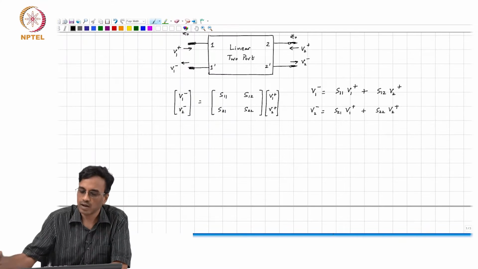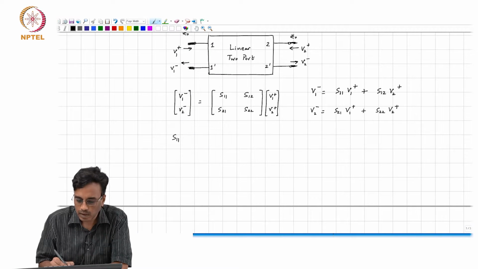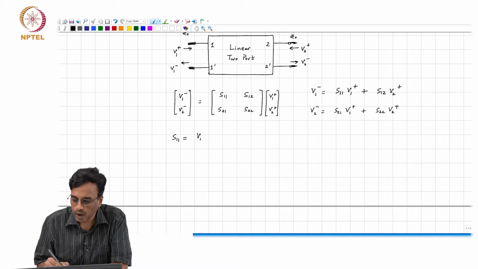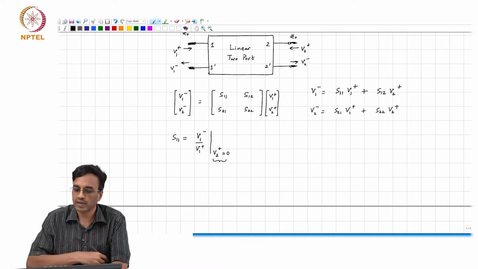Well, we say, okay, what is S11? S11 is V1 minus by V1 plus when V2 plus equals 0. And how do you ensure that V2 plus is 0?